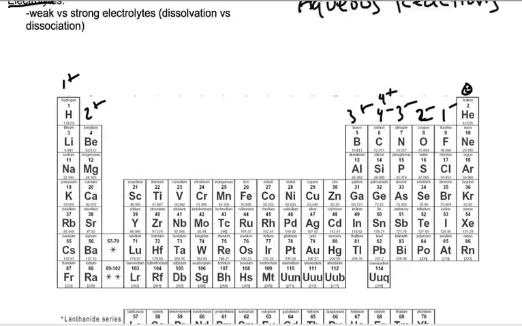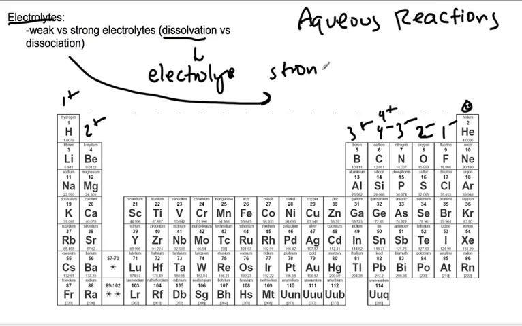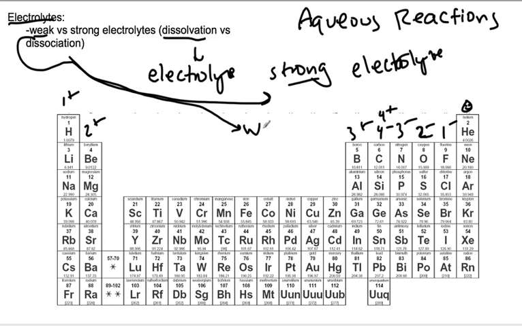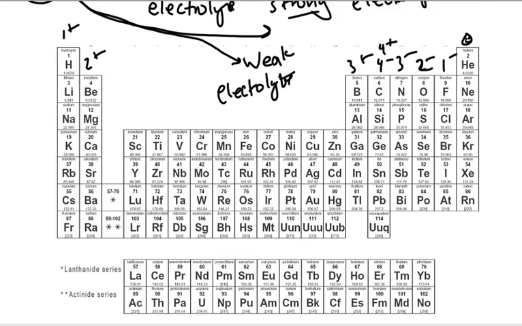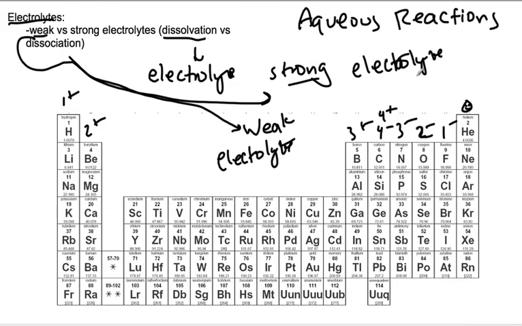So that is electrolytes. Dissolution, ability to dissolve. If it does dissolve, then it's an electrolyte. But if it dissociates completely, then it's a strong electrolyte. And if it's weak, then we're going to say it's a weak electrolyte. An electrolyte meaning solely just the ion's ability to dissolve and dissociate in an aqueous solution. That's what makes an electrolyte.